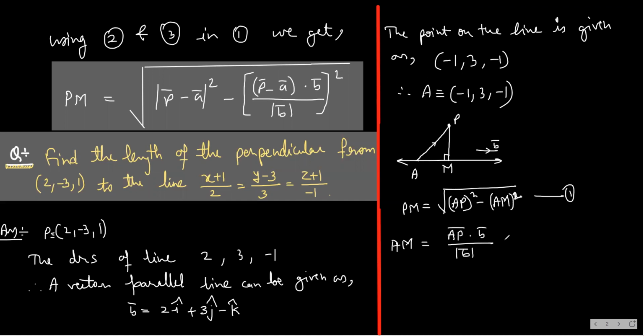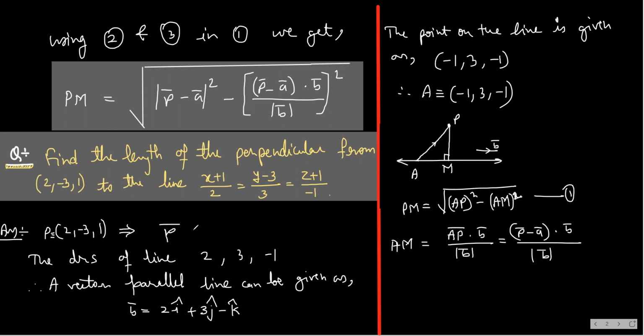Got that? This is (P bar minus A bar) dot B bar upon mod of B bar. It is important that you first calculate P bar minus A bar. So you have point P as this. From point P, you will get P bar.